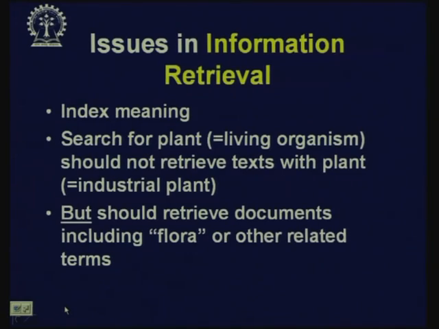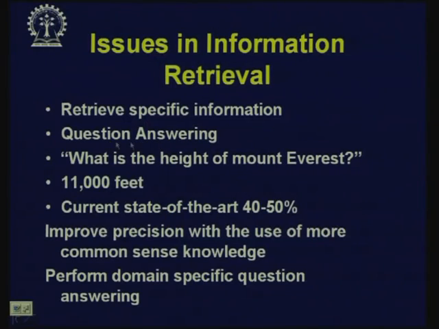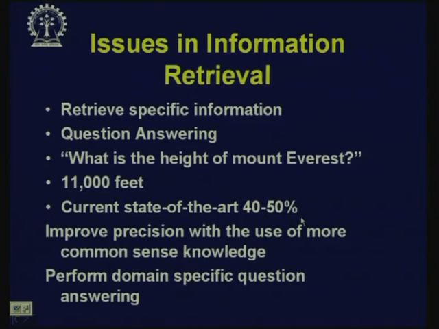So, this sort of knowledge is required for retrieving information from the web. There are other issues like this: the same thing can be very useful for question answering. Say, what is the height of Mount Everest? 11,000 feet. Now, the current state of the art of information retrieval accuracy, where precision and recall are two very important measures, is around 40 to 50%. There is a lot of scope of research and a lot of scope of work in this area.